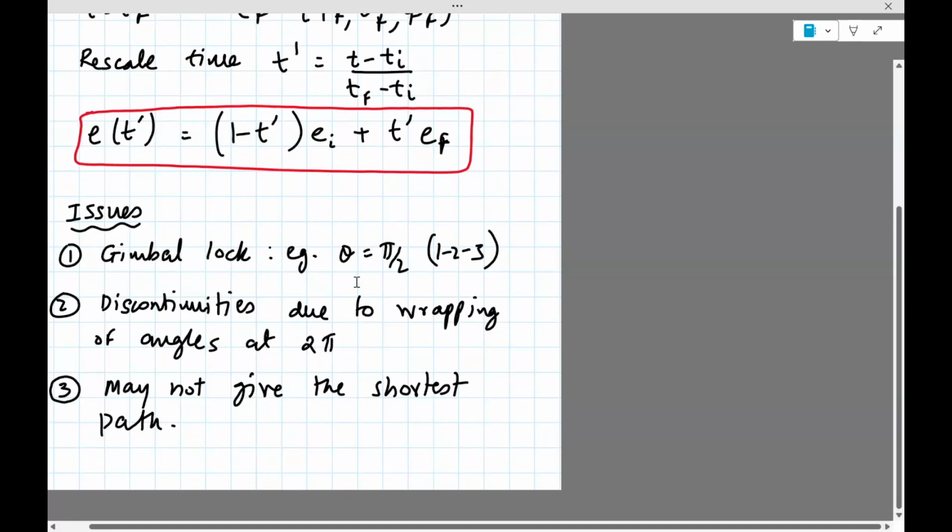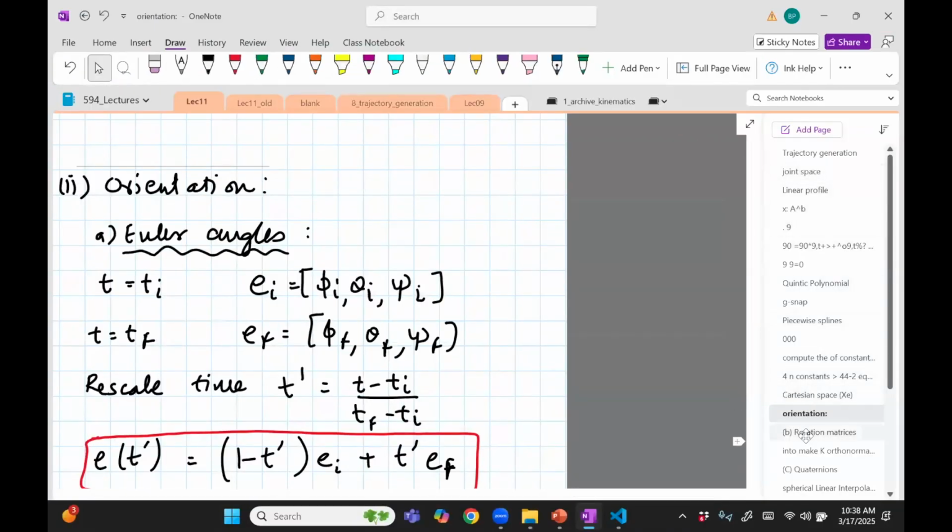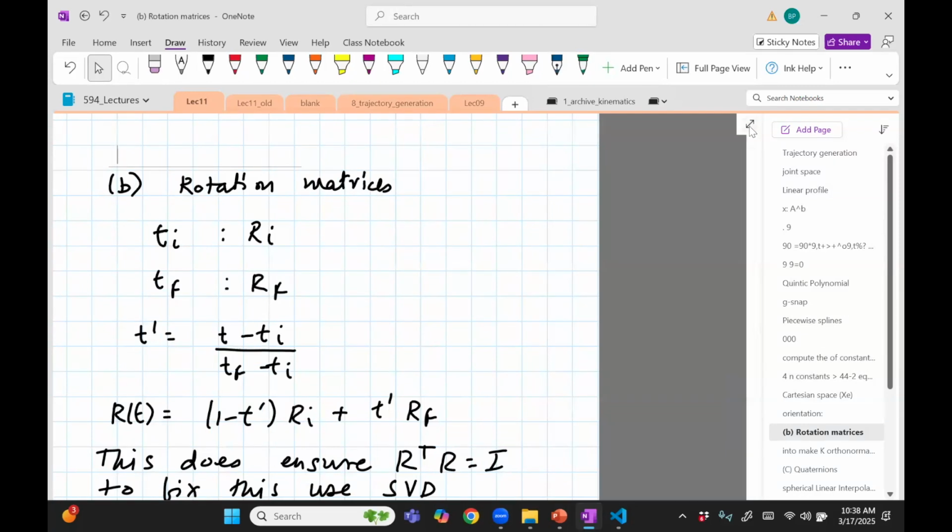The issue is the same thing we've seen before. There could be a gimbal lock. For the 1-2-3 sequence, the gimbal lock occurs when theta is pi divided by 2, and I'll show you how that happens in a bit in the code. There could be discontinuities because the angle goes from 0 to pi, and after that the angle gives the same sines and cosines, so there'll be angle wrapping at 360 degrees. This is one of the biggest problems: it may not give the shortest path. I'll come to this a little bit later. So this is one way, and I'll show you how to do this using code, and we'll see the problems with that. The second way of doing this is rotation matrices.